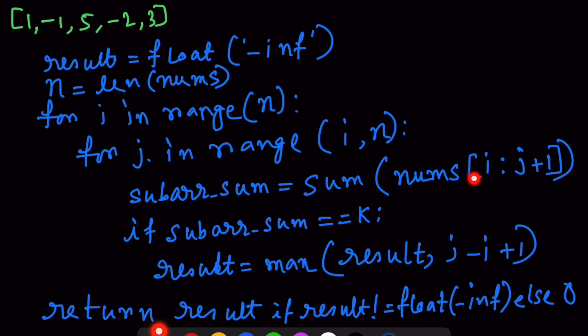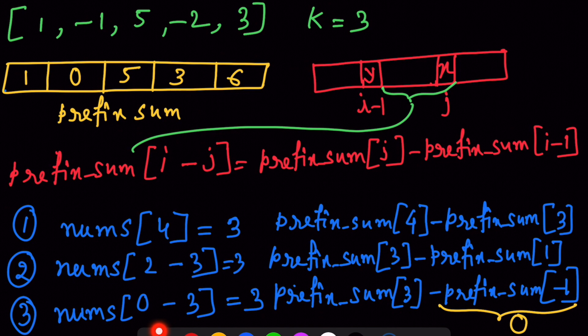Now we can improve this sum part if we use a prefix sum array. We'll use some order of n extra space, but we'll reduce the complexity. So how will we use a prefix sum? Consider this is the same array with k equals 3, and this is the prefix sum here. From here till here the prefix sum is 1, here the prefix sum is 1 minus 1, 0, then plus 5, 5, minus 2, 3, plus 3, 6. This is the prefix sum.